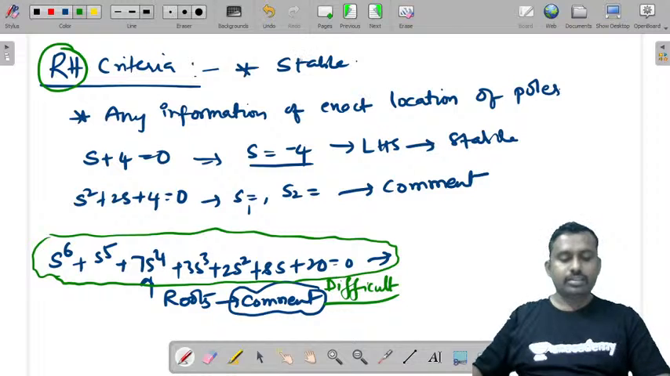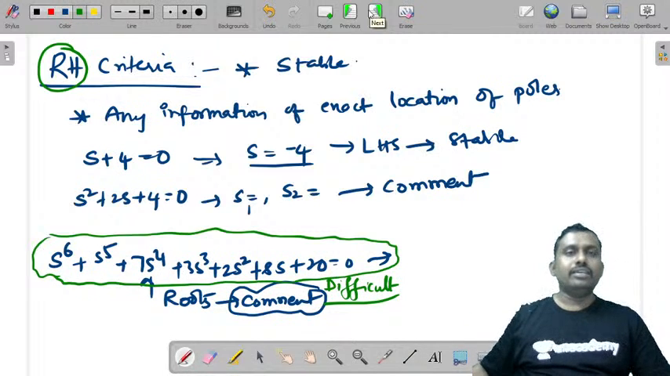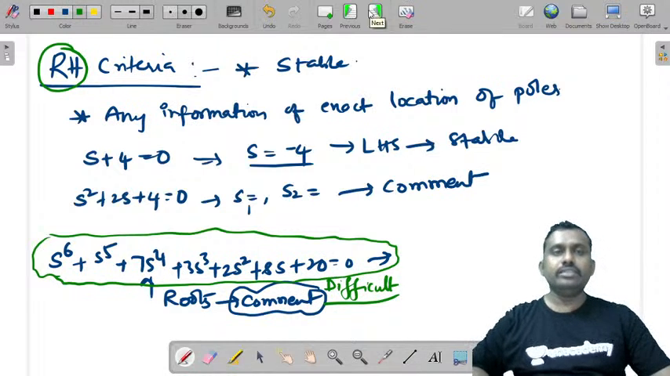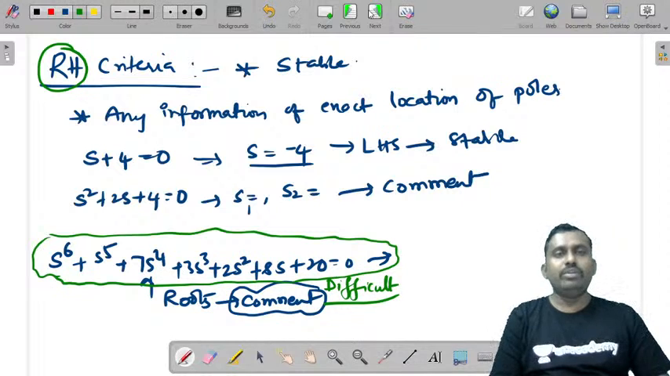I think this is a very important topic for semester exams. One question will definitely be given on this Routh-Hurwitz criteria in all the semester exam question papers. In most of the semester exam question papers of all the universities throughout India, there will at least most of the times be a question on this RH criteria. Even in your GATE examination, at least in alternate years, you'll get one question on this Routh-Hurwitz criteria.